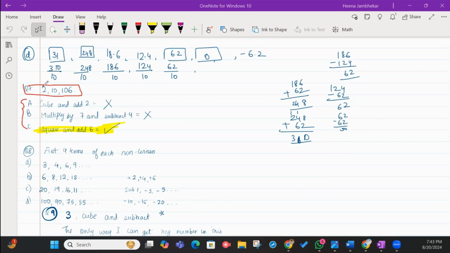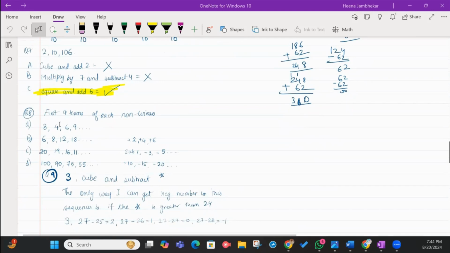Now let's say you square the 2. On squaring the 2, what do you get? 4. 4 plus 6 gives you 10. Now if you square 10, how much do you get? 100. And 100 plus 6 gives you 106. Is it working for all three now? So can I use the correct term to term rule? Are you understanding? The first two are incorrect. Anybody, any questions?